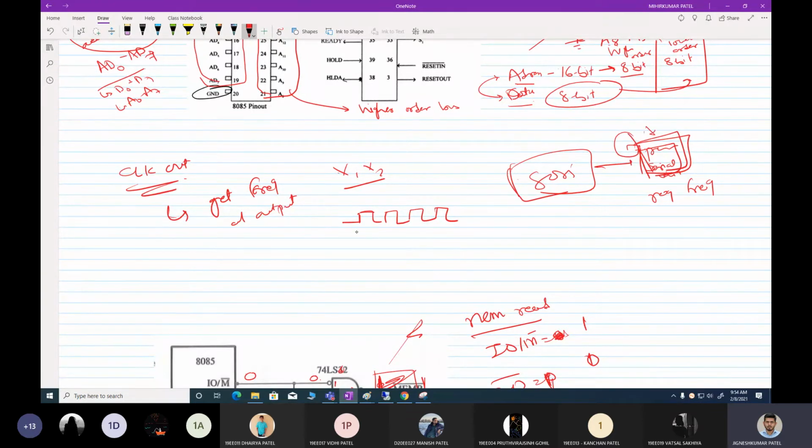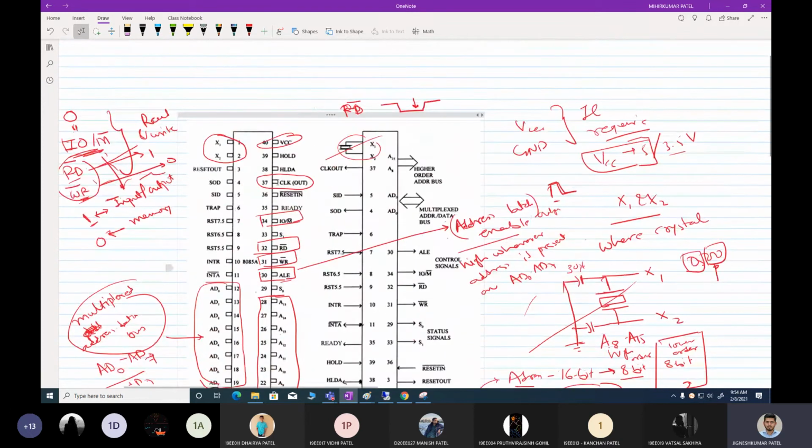So how do we get that output frequency? Basically, your CLK out pin is the output pin which will have the output of a frequency. Whenever you connect the crystal over here, automatically this CLK out pin will have a frequency. Which frequency will be there? The operating frequency. So if a 2 megahertz crystal is connected over here, I will have only 1 megahertz at the CLK out. Why? Because my operating frequency would be half of the crystal.